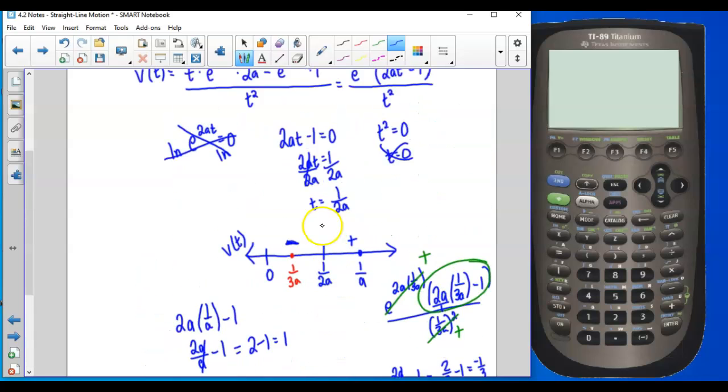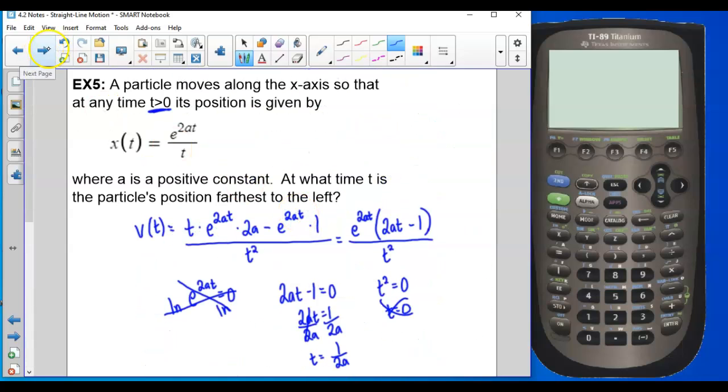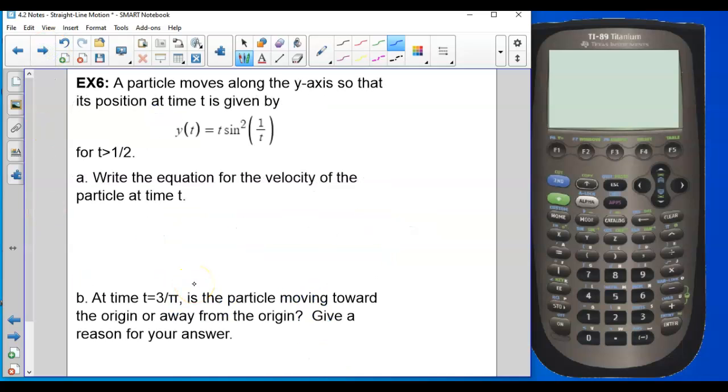Alright, so we've got one more that I want us to look at. So we've got another function. This gives us the position, and this is for whenever t is greater than 1/2. We're supposed to write the equation for the velocity of the particle at time t. That's the first thing we're supposed to do.